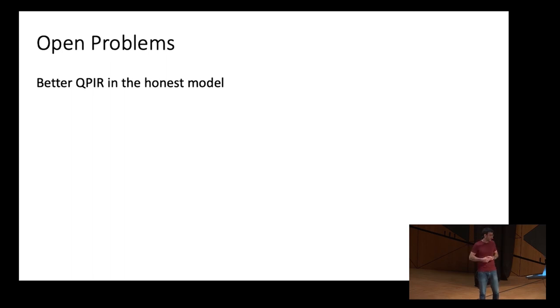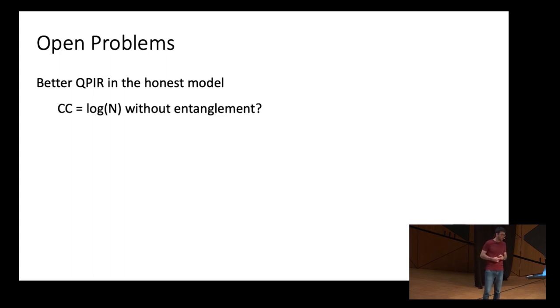This is just a first step. Now that we have a model of security, can you come up with better quantum PIR in this model, in the honest model, in the anchored model? Can you get log n communication without entanglement, again, in this weak model? These protocols actually require multiple rounds of communication, whereas the protocols that we like are just two rounds, a message from the client to the server and then a message back. Can you get a single round protocol with non-trivial properties?